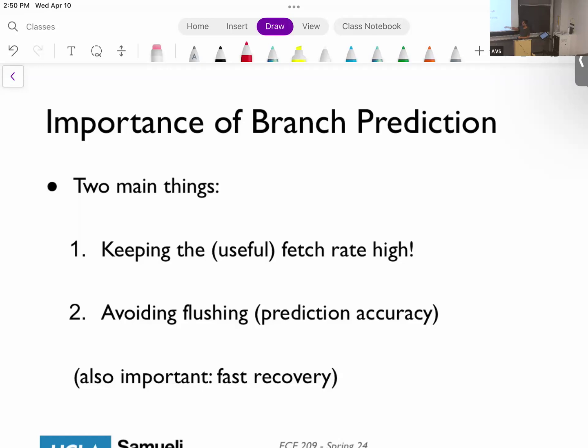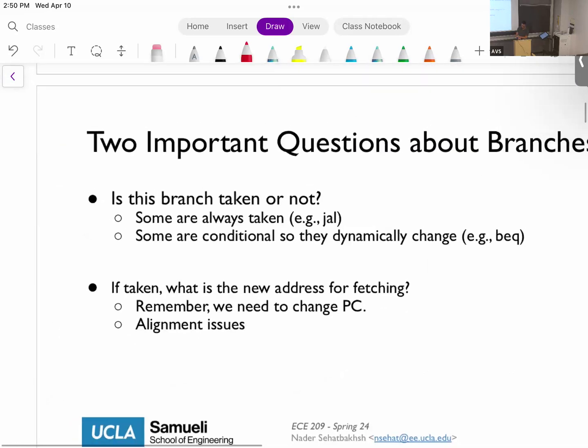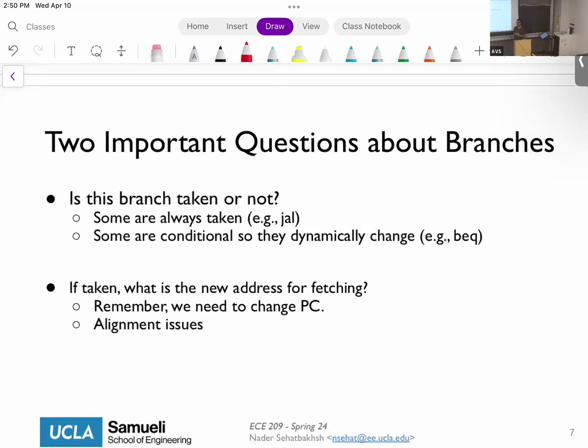This is something that we're not going to talk about yet. Next week, we're going to talk a little bit about recovery as well. So for any branch predictor, there are two questions that we need to answer.